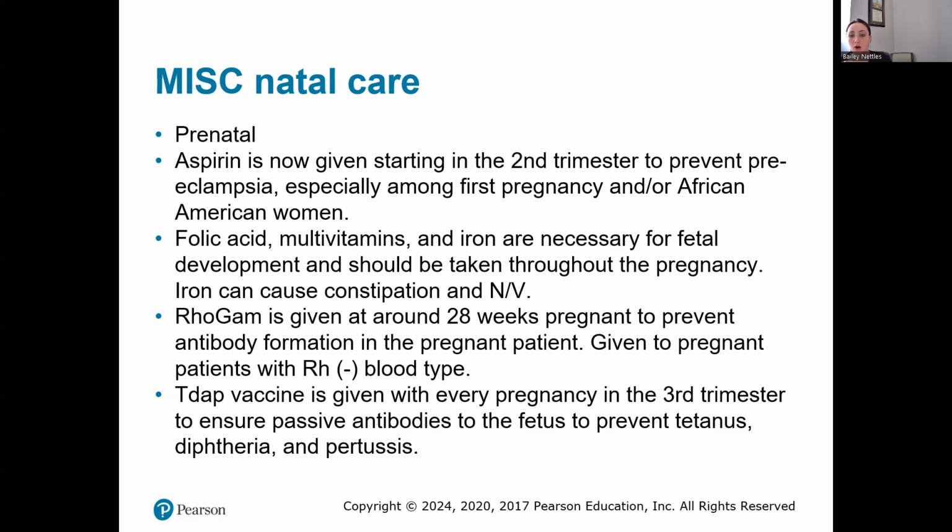The Tdap vaccine is also super important because it is given in the 3rd trimester. And the reason they wait till the 3rd trimester, and you get it every pregnancy, no matter if you had a pregnancy 9 months ago and you got pregnant right after that one, you have to get it every pregnancy in the 3rd trimester because it ensures the passive antibodies to the fetus to protect against tetanus, diphtheria, but most importantly, pertussis, okay, which is whooping cough, which is deadly for infants.